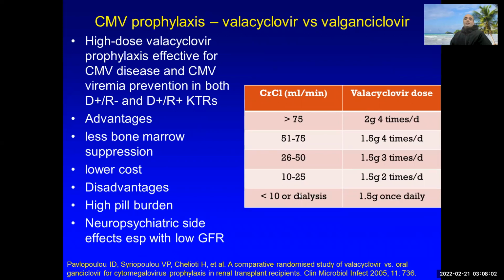CMV prophylaxis, valacyclovir versus valganciclovir. High-dose valacyclovir prophylaxis is effective for CMV disease and CMV viremia prevention in both donor positive recipient negative and donor positive recipient positive kidney transplant recipients. Advantages of high-dose valacyclovir: low bone marrow suppression, low cost. Disadvantages: high pill burden, neuropsychiatric side effects, especially with low GFR. And this is how you can give valacyclovir according to creatinine.